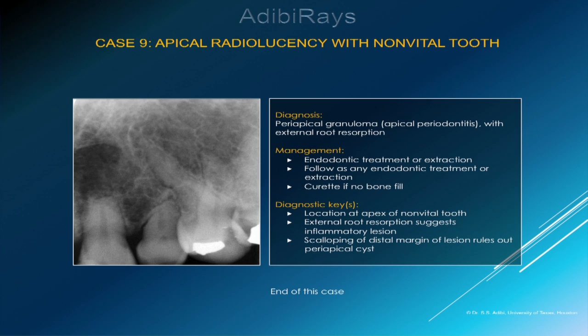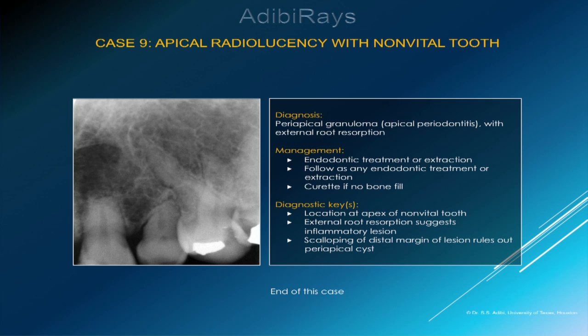Periapical granuloma or apical periodontitis with radiographic evidence of external root resorption is the probable diagnosis for this case. The best way to manage this case is either endodontic therapy or extraction. If a bone cavity is present during extraction, curettage is necessary to remove diseased tissue.